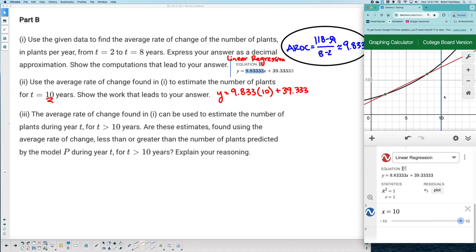Now, which intersection am I looking at? The red or the blue, the black? The red. Why the red one? Because this is the AROC, the other one is the exponential model. So that's my answer right there. Is everybody cool with what I'm doing so far?